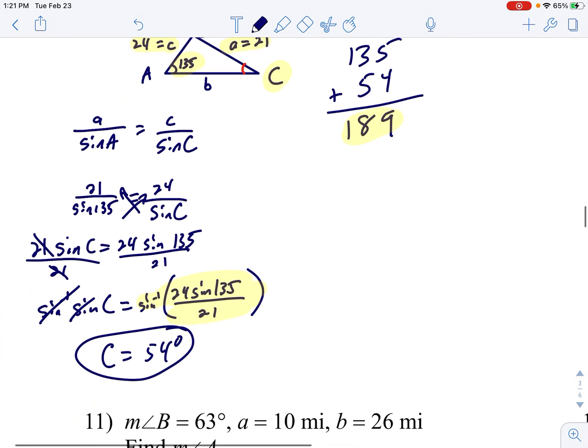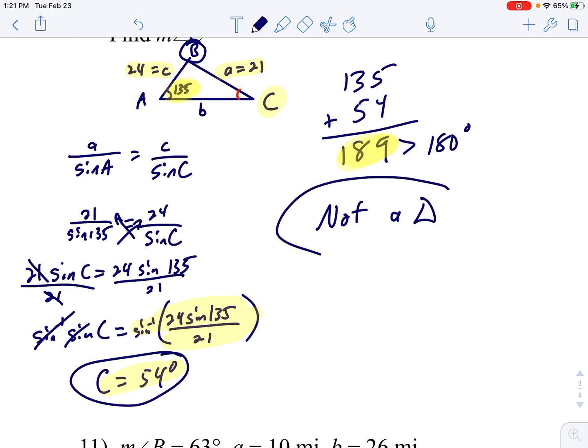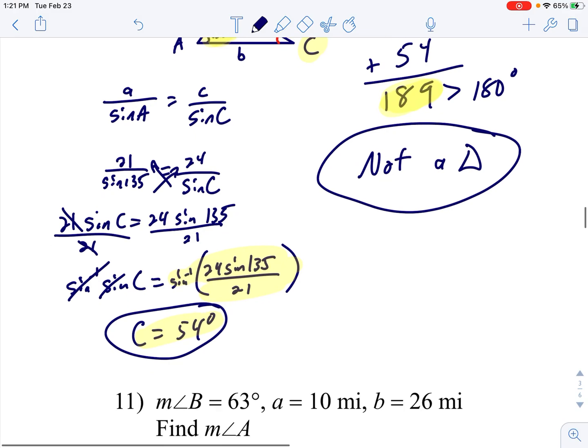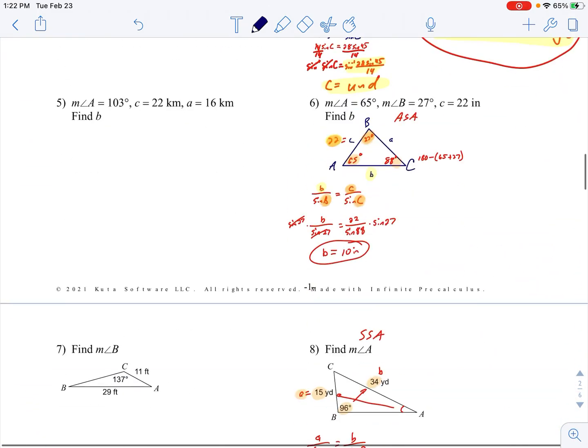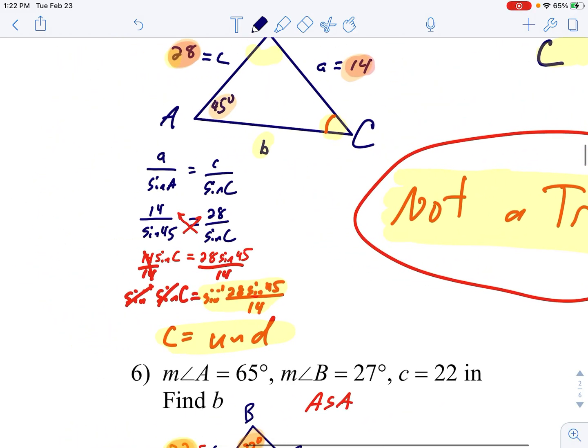So the fact that our answer looked good, but it combines with the given angle to make 189, so 189 is greater than 180, right? That's what makes this not a triangle. So when you do side-side angle problems, clearly, if your calculator says undefined, it's not a triangle. I mean, that's just the way it is.